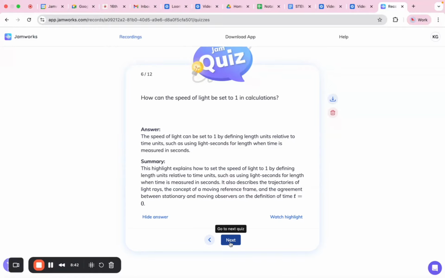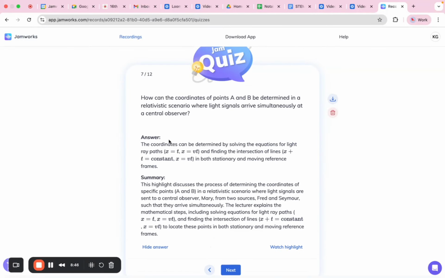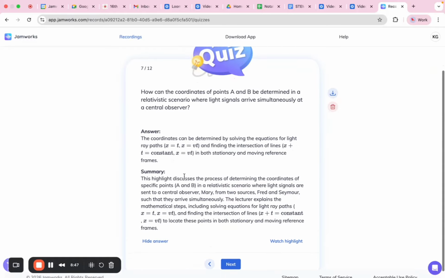Overall, Jamworks supports STEM students by capturing complex lecture content accurately, reducing cognitive load, and enabling structured independent revision. By working directly from the student's own lecture material, Jamworks provides targeted study support that aligns well with every student's learning needs.